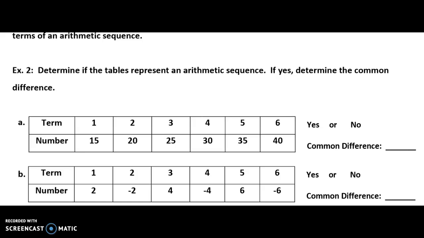As we can see, to get from the value of the first term to the second term and the third term and so on, we need to add 5. So therefore, since it's a pattern of adding the same number over and over again, we're going to say yes, that it is an arithmetic sequence, and the common difference is adding 5.